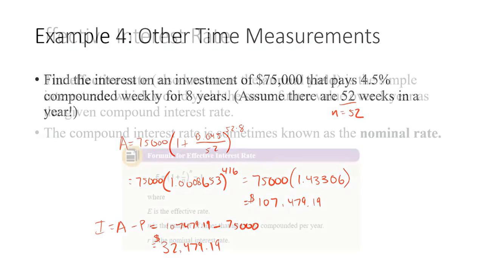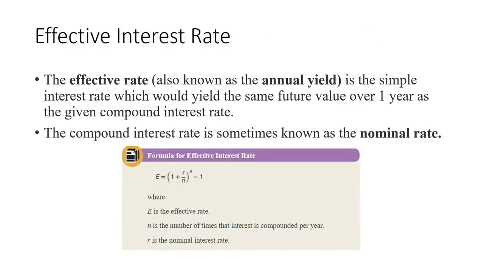The effective rate, or the effective interest rate, is just the simple interest rate you would yield from the same future value over 1 year as the given compound interest rate. All this means is that you're comparing the interest rate that's used to what would be the simple interest rate that would allow me to make that much money. In this case, sometimes the compound interest rate is known as the nominal rate. In order to calculate the effective interest rate, we just use this formula here. It's related to the interest rate and the number of times that the account is compounded. If we know the compound interest rate, we can figure out the effective rate.